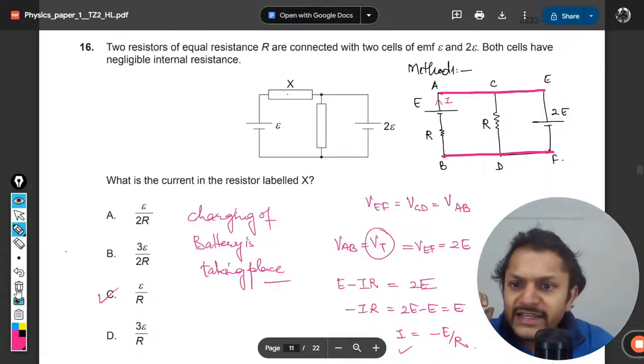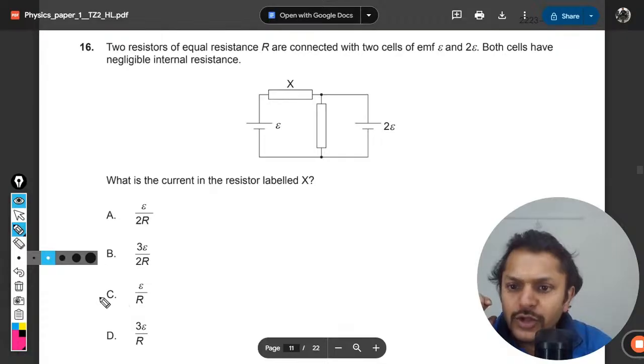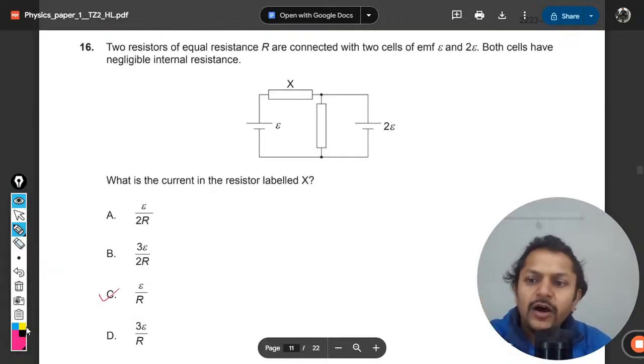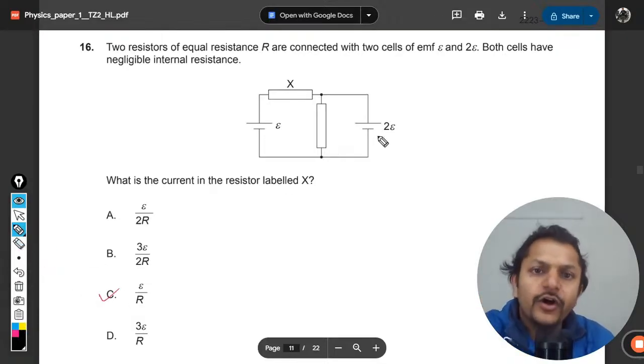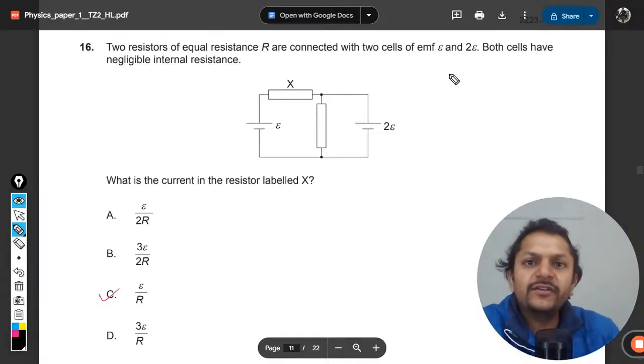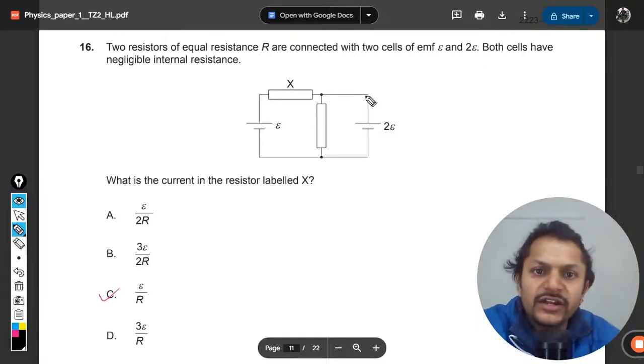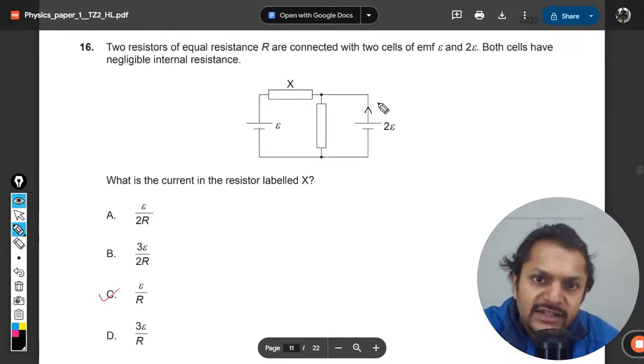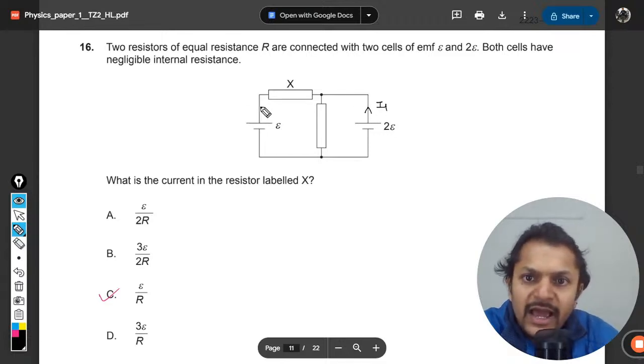Okay, let us now apply Kirchhoff's law. So now we know that the answer is C. Now in Kirchhoff's law, what happens? First of all, step number one is that we will distribute the current in the circuit. So current will be distributed like this. Let me call this I1 and let me call this I2. So I2 current goes like this, I1 goes like this.